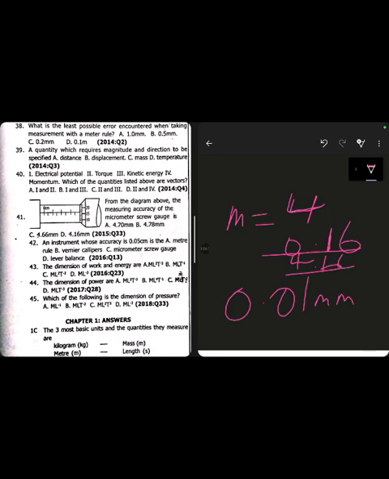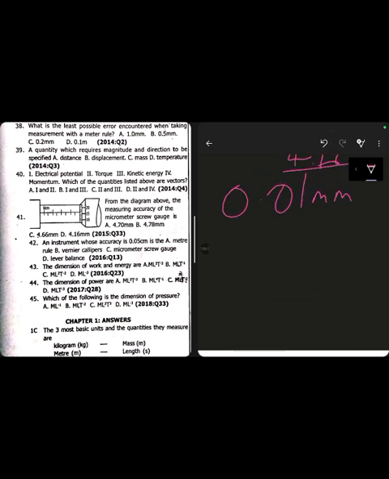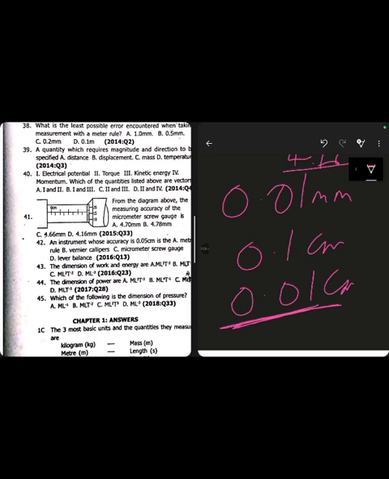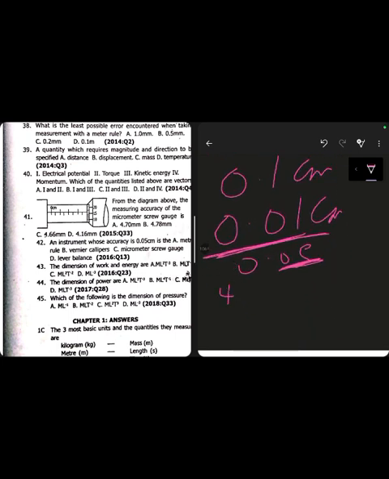42 says an instrument whose accuracy is 0.05 dash. Now this one is in centimeters. What is it going to be? We'll have to check, right? Your meter rule is in 0.1 centimeters, so it can't be it. Your vernier caliper is in 0.01 centimeters, 2 decimal places. So which is it going to be? It's going to be a vernier caliper, because this one is 0.05 centimeter, 2 decimal places as well. So the answer to 42 is B. 45, we've answered it.